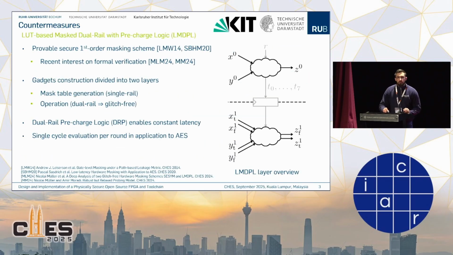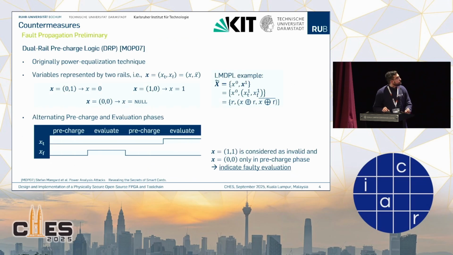The scheme of choice that we want to use for our fabric is LMDPL, which is a provable secure first order scheme, and it is mainly divided into two layers. The upper layer is the mask table generation layer, and the lower one the operation layer. So we can execute both of these layers in consecutive clock cycles, and in the case of nonlinear functions, we need to deploy a register stage between these layers. So LMDPL achieves SCA resistance using DRP logic style in the operation layer.